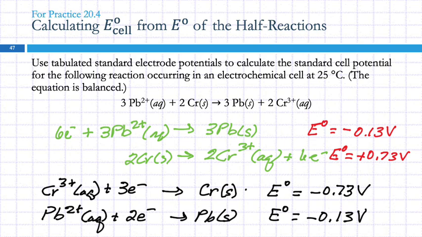So you look up the half reactions in the table, and if your half reaction is reversed, you change the sign. And then you add them together. I don't trust my brain today. So negative 0.13 plus 0.73, 0.6. So positive 0.60 volts. That's the cell potential.